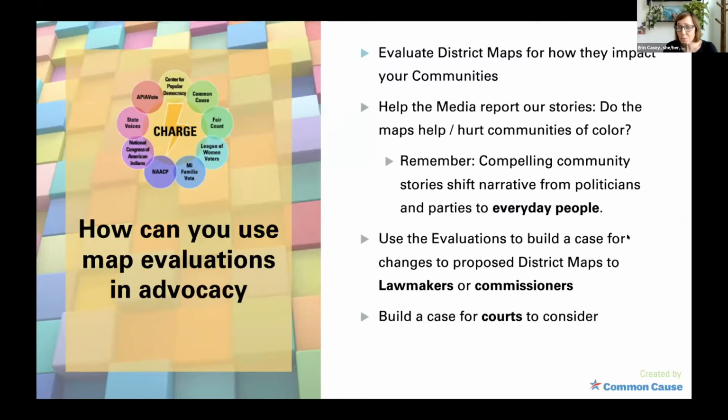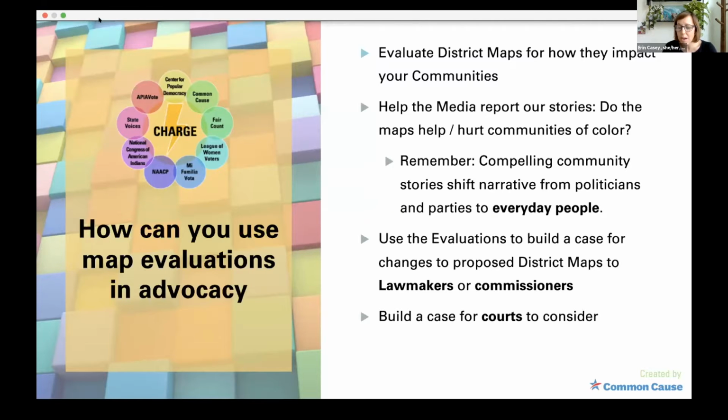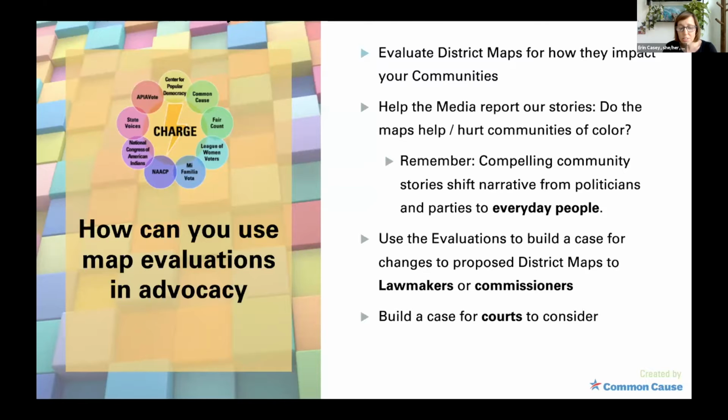The second is to work with the media to tell your story that focuses on whether these draft maps help or hurt your communities. These analyses can help shift the narrative from politicians and parties to everyday people and ensure the focus is on whether these are community-driven maps. And then the third way that this can help your advocacy is that it helps to build a case for courts to consider and lay the groundwork for your legal case.